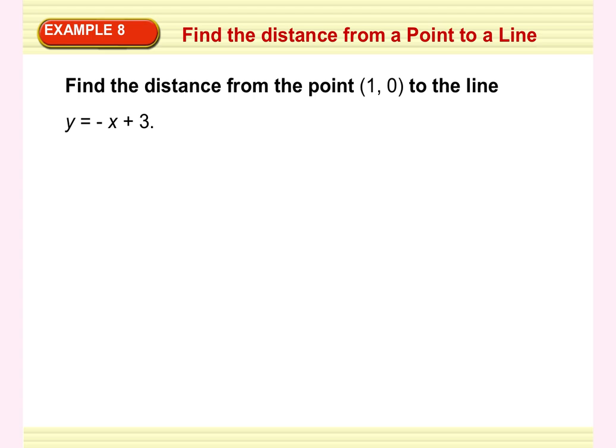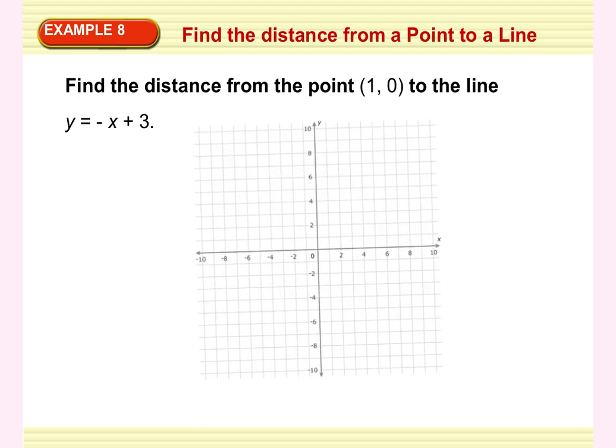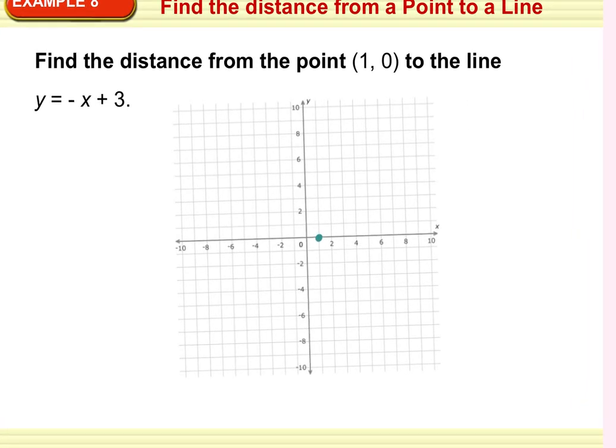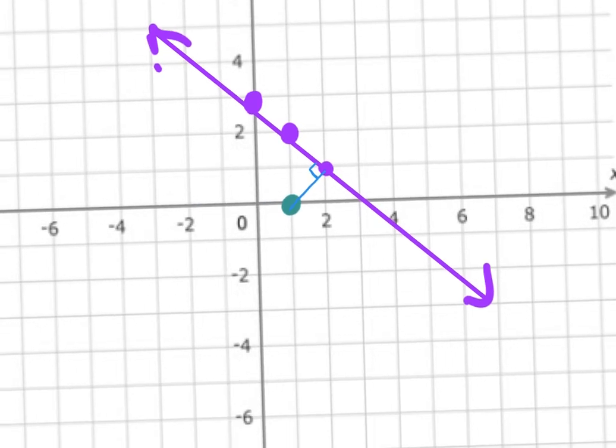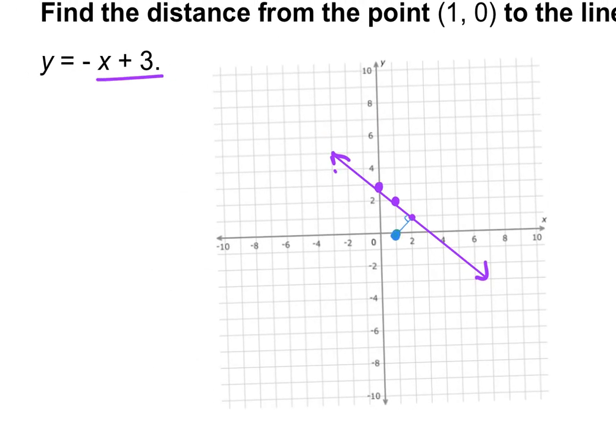All right. Last question says, find the distance from point (1, 0) to the line y = -x + 3. If you want to give yourself a visual on this, if I actually graph this, the point (1, 0) is here. And if I want to graph this line, I'd go to positive 3. My slope is down 1 and to the right 1. Remember that for the distance from a point to a line, we use the shortest segment, which is perpendicular to that line.